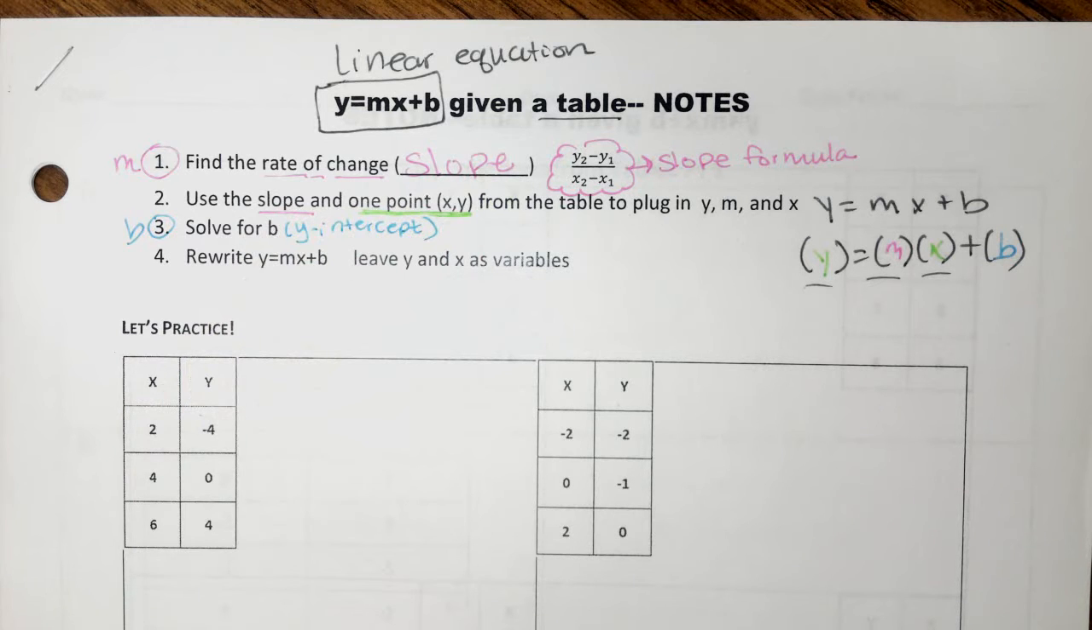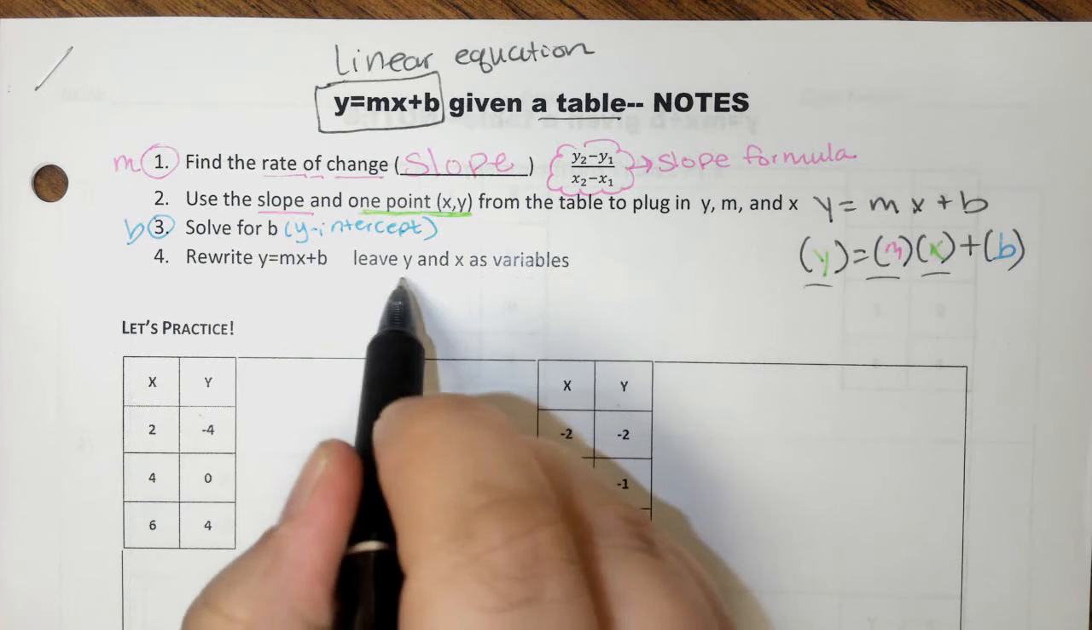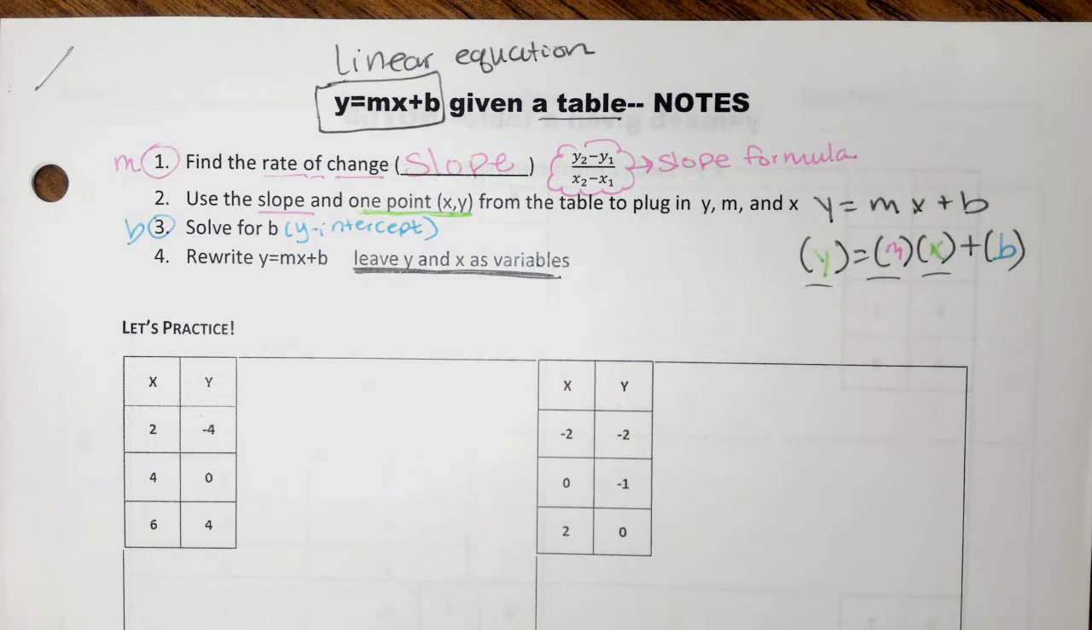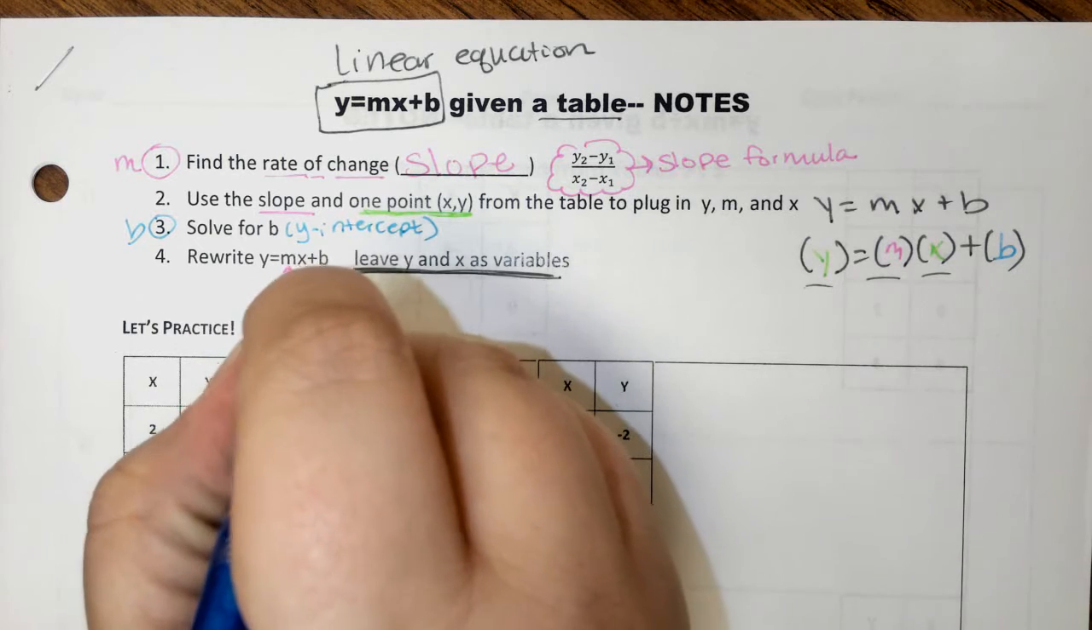Now the very last step is to just rewrite the equation. Very important that you remember x and y in the final equation have to stay as variables or letters. M and b, however, get to be replaced with their respective numbers or values.